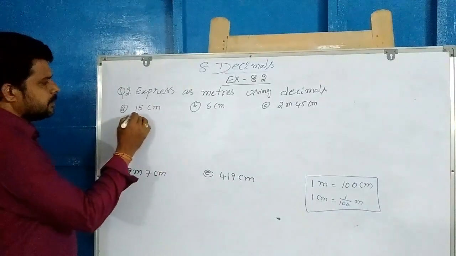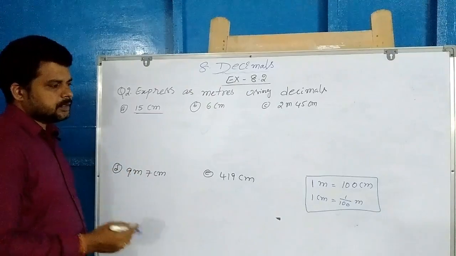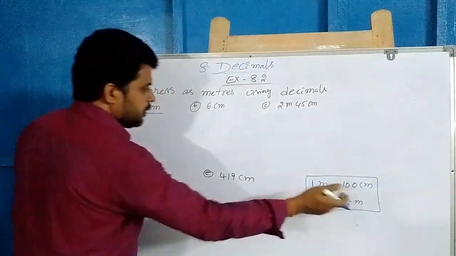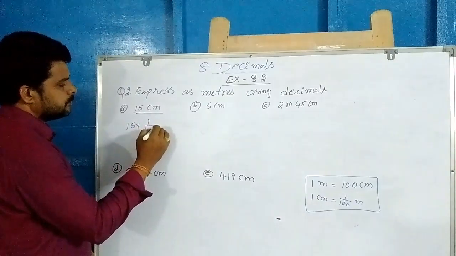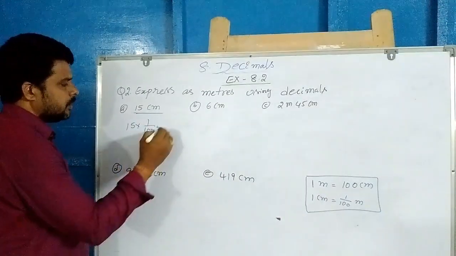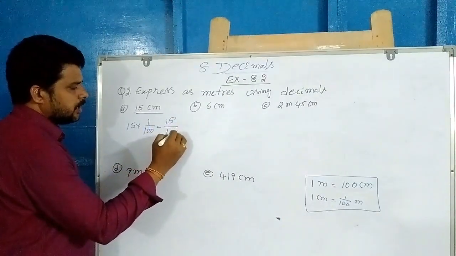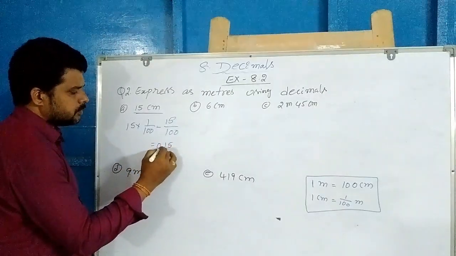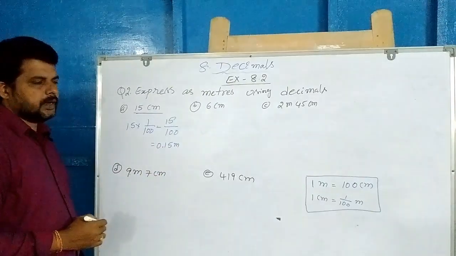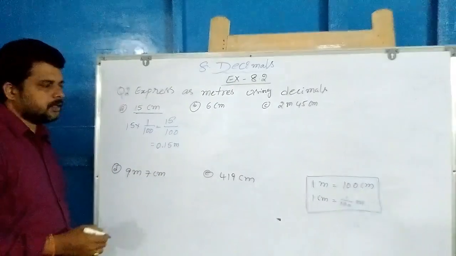So 15 centimeters. What is the first one? 15 centimeters. 1 centimeter is equal to 1 by 100 meters. 15 centimeters is equal to 15 into 1 by 100. That means 15 by 100 is equal to 0.15. So 0.15 meters converted into decimal point.